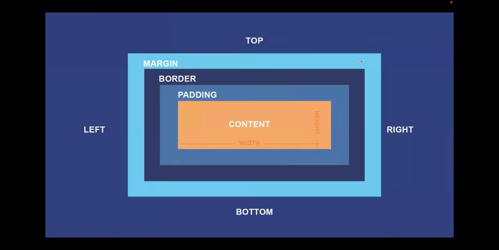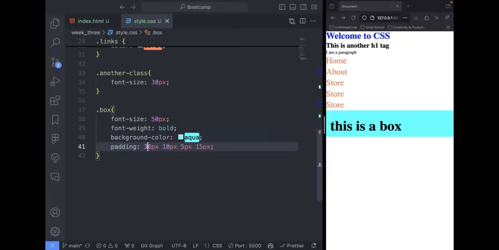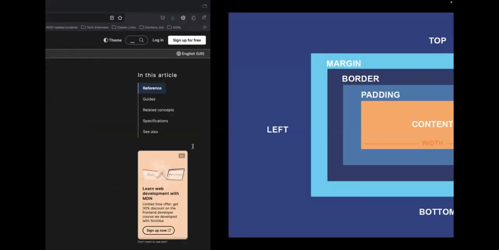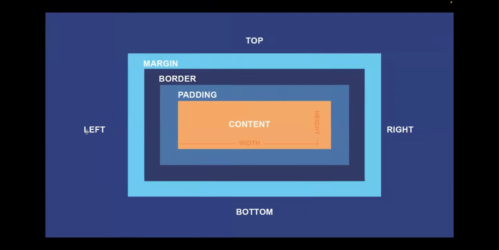So it moves clockwise. Starting from the top is the first dimension, then to the right, to the bottom, and to the left. You can see 30 pixels to the top, 10 pixels to the right, 15 pixels to the bottom, 5 pixels to the left. It moves clockwise. So don't assume that, because of the way we read from left to right, some people will say left, top, bottom, right. No, it is from top, right, bottom, left.